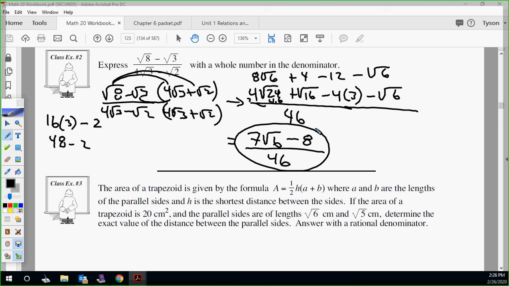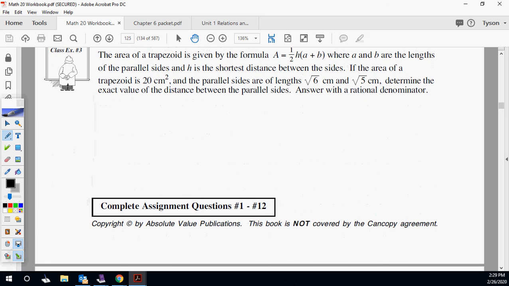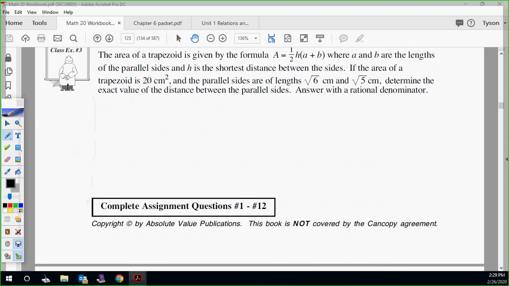Okay, so we get a little bit uglier one here. Oh, nice save. Okay, so area of the trapezoid is given by the formula area equals 1/2 height times base plus base. A and B are the two bases, the parallel sides, and h is the shortest distance between the two sides. So just remember, trapezoid is this shape here. Okay, this is the height, this is A, this is B. This is what they're talking about.